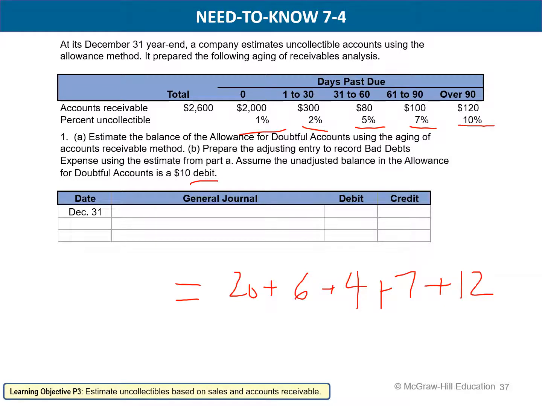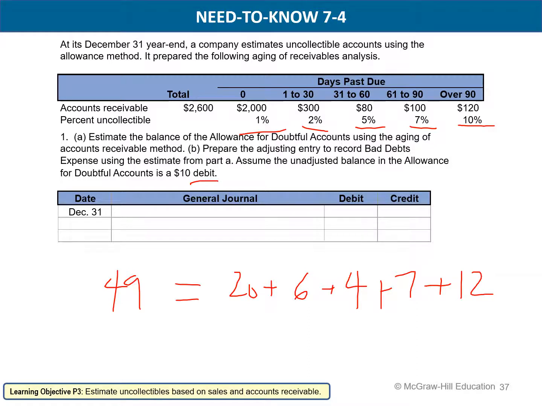So I'm going to use a calculator for that too. I'm just going to own it. 20 plus 6 plus 4 plus 7 plus 12, if I did my math right, $49 is what the estimated allowance for doubtful accounts should be using the aging of receivables method.